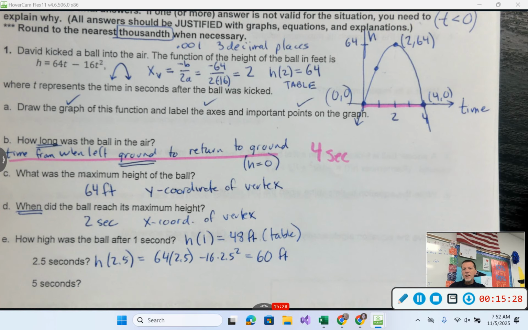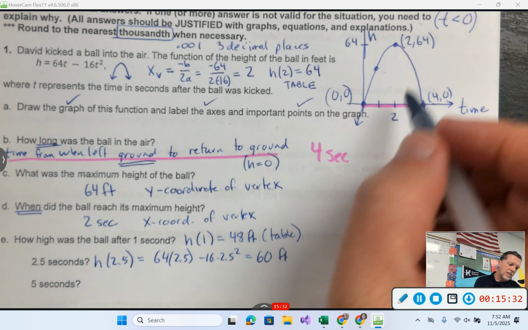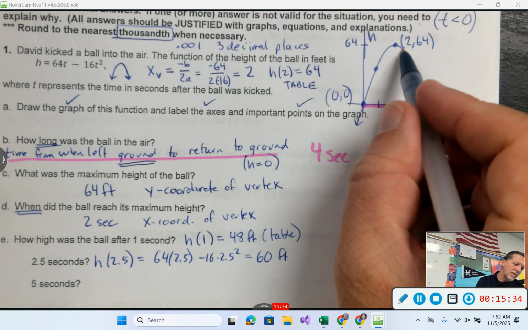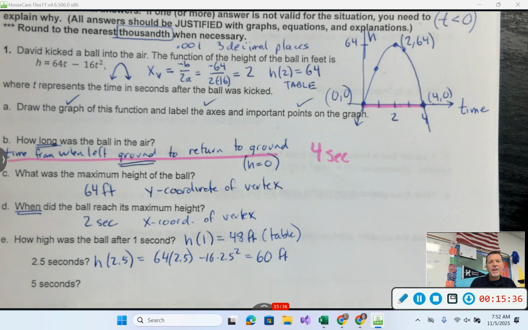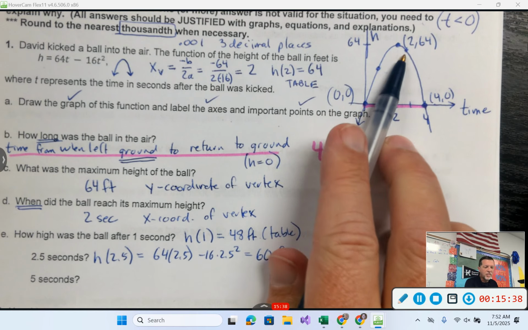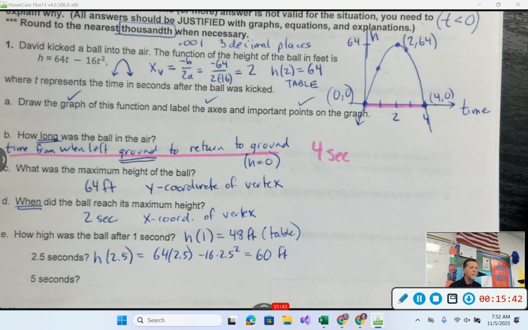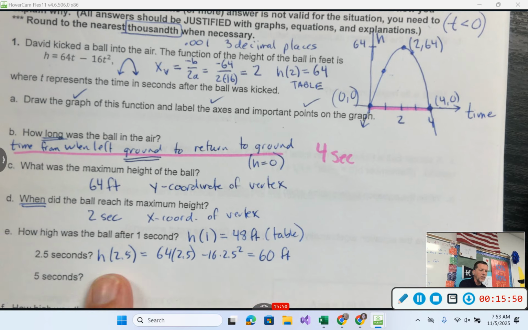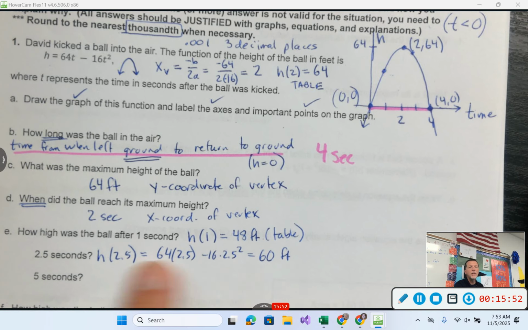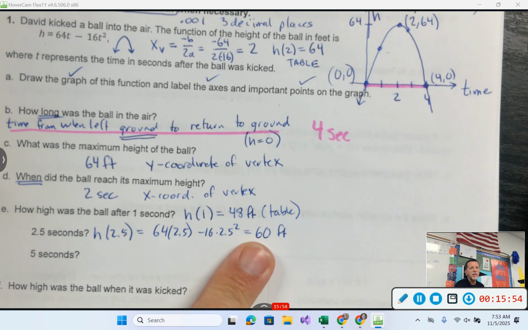And probably a good idea to check your graph to see if that makes sense. All right, at 2.5, I can't tell exactly from my picture, but 60 makes sense. It's just a little bit less than 64 because we're just a little bit past the highest point. You don't have to tell me you used the calculator because you show me what you did. And I know you use the calculator, that's fine.